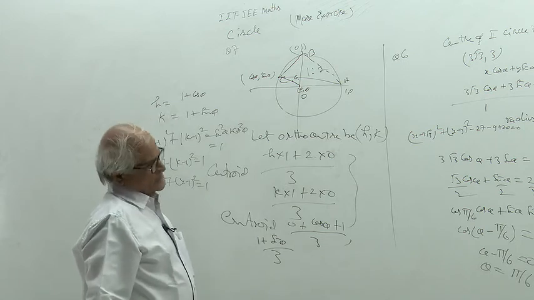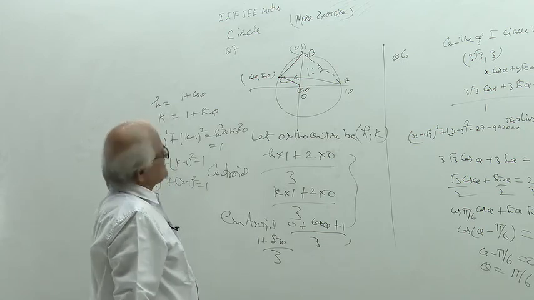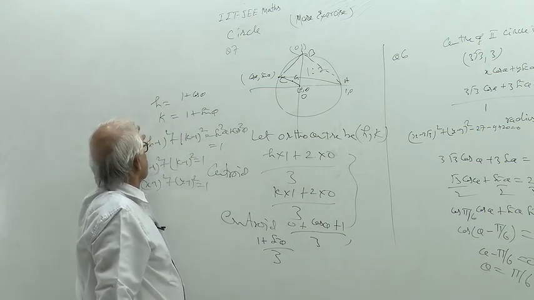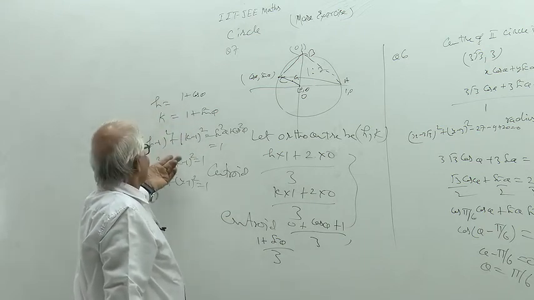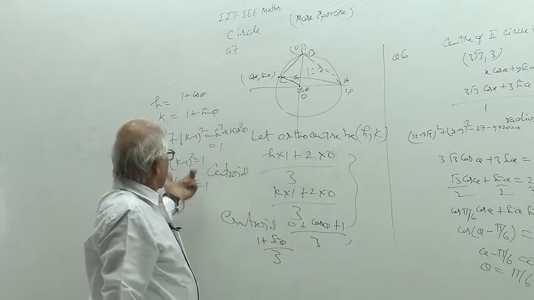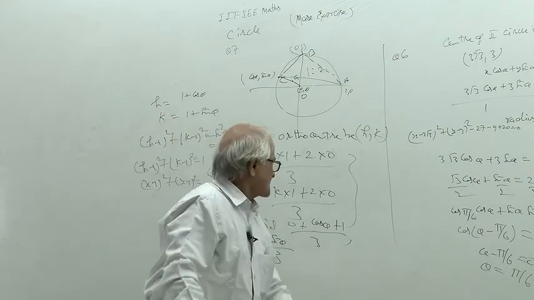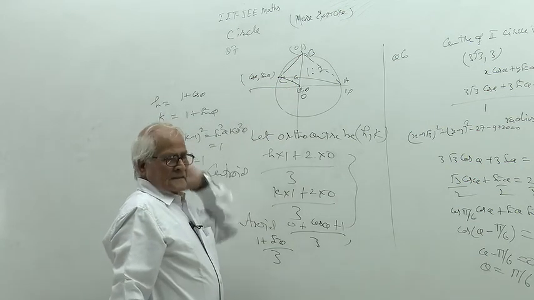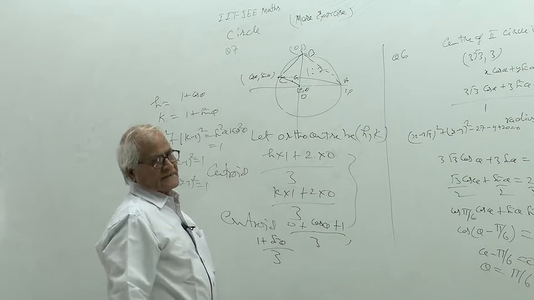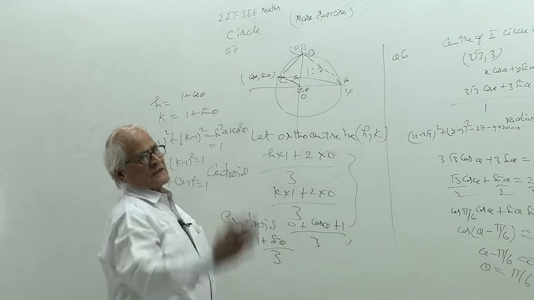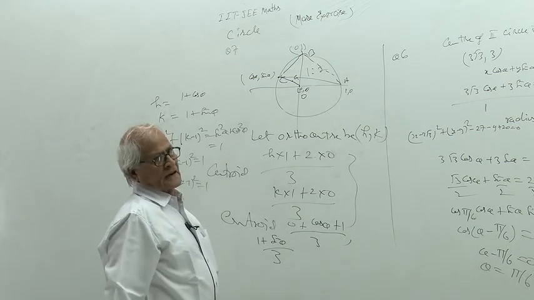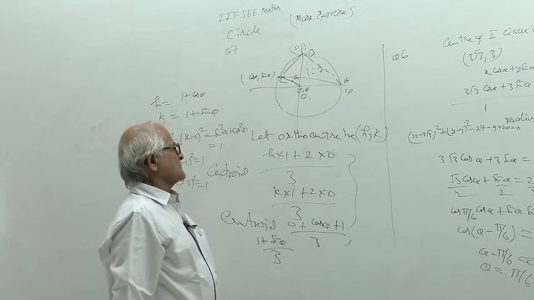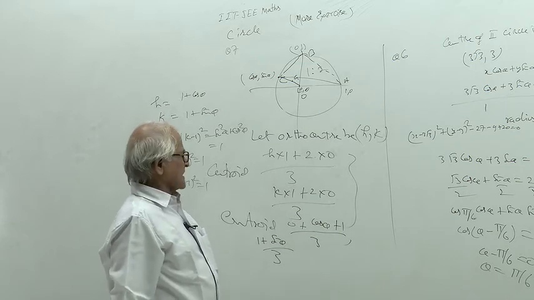So h is 1 plus cos theta and k is 1 plus sin theta. Now generalize this: take the 1 to the right and left hand side, we square and add, we will get the required locus. Not difficult at all. We know that in a triangle, the orthocenter and the circumcenter are on the same line, and the centroid divides the line in 1:2 ratio.